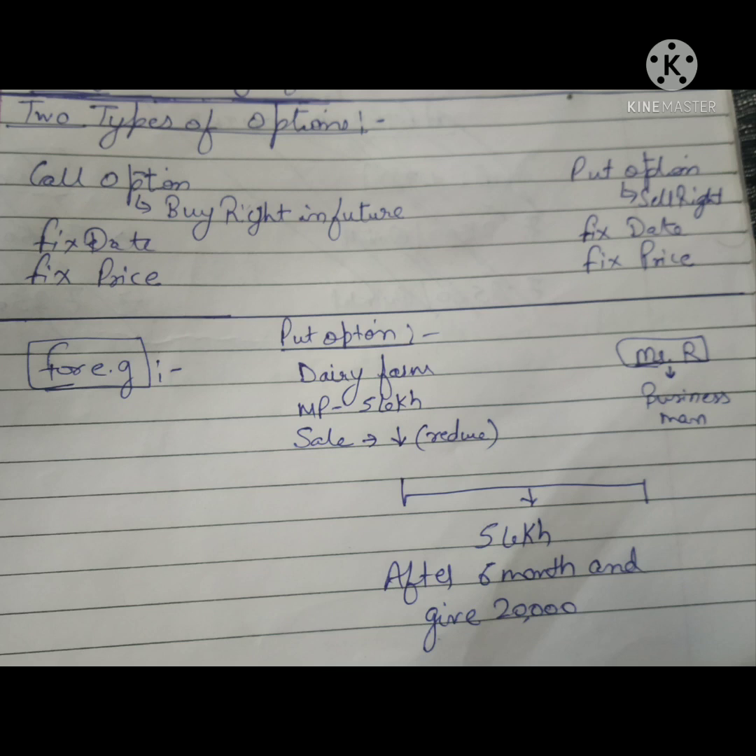Okay, here is one more example. Dairy farms, 5 lakh rupees. If the farm's prices get reduced, then after 6 months, and so on. It's just the same example which I told you in the previous video.